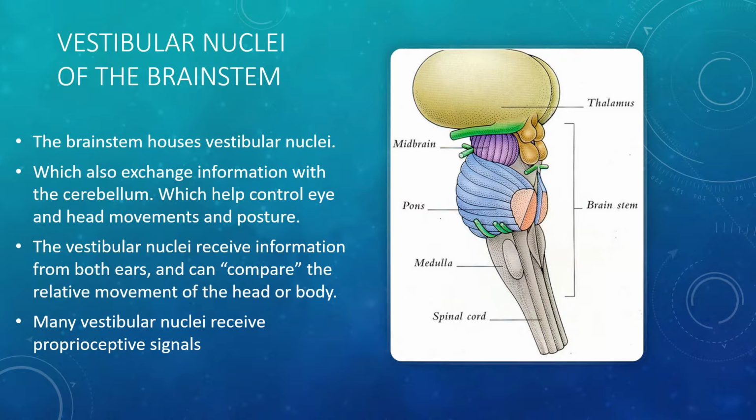So the vestibular nuclei get information from both ears, and what it basically does is compare the information relative to the movement of the head. And then many vestibular nuclei also receive proprioceptive signals from the muscles and joints in the body. So it's connected to all the major things that help.